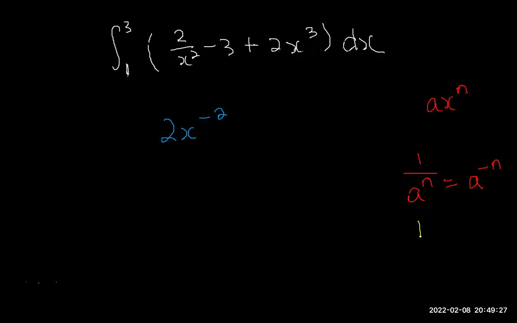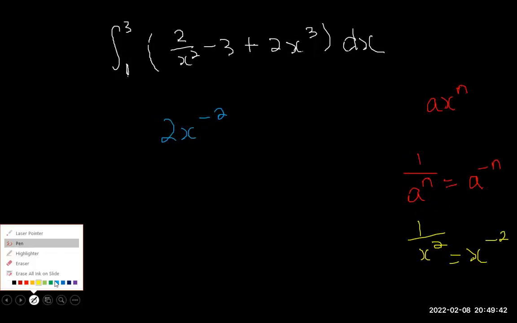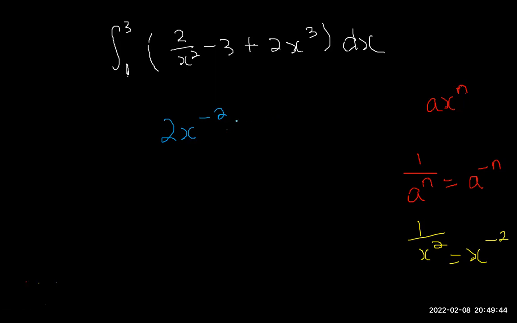Look at this rule. Let me just do 1 on x squared, which is the same as x to the minus 2. That's just following my rule, right? Then I would put the 2x cubed after, and then the minus 2. You don't have to, but to me, it just looks neater this way, right?